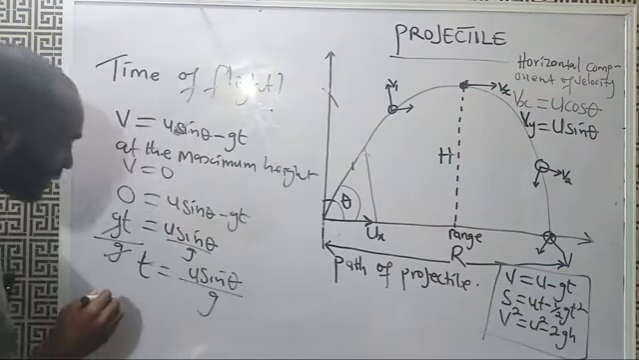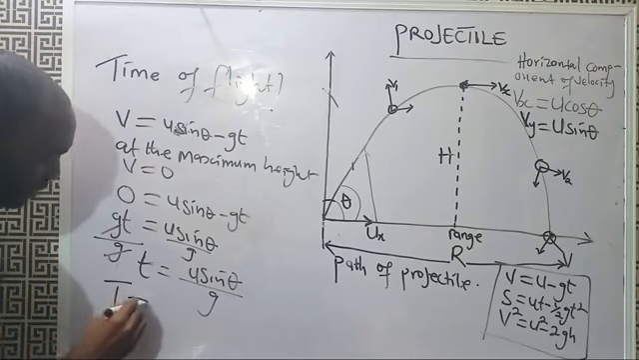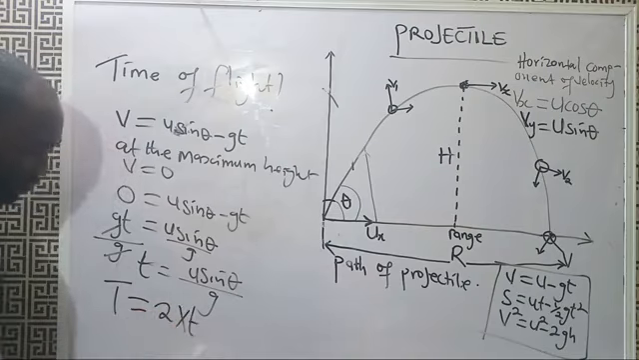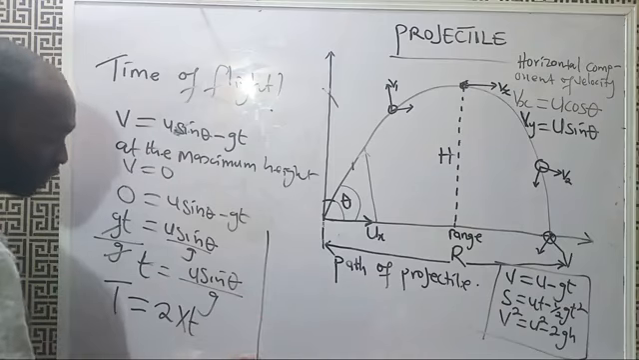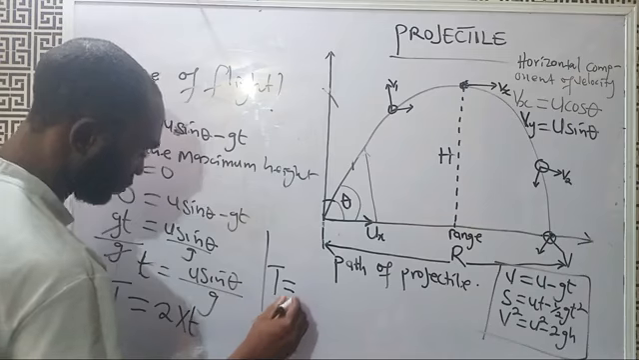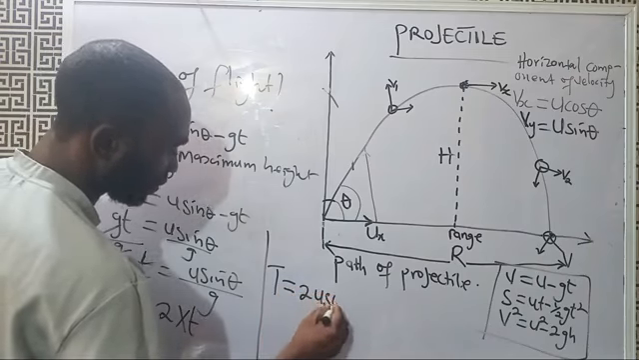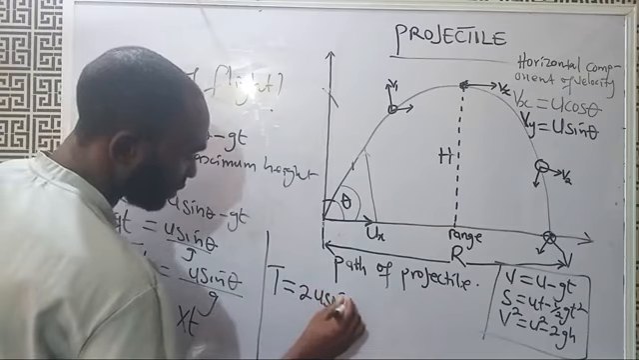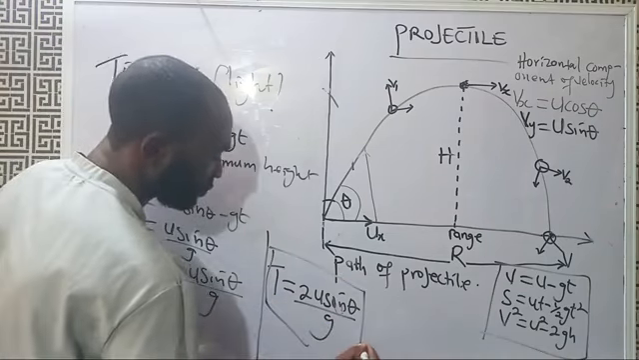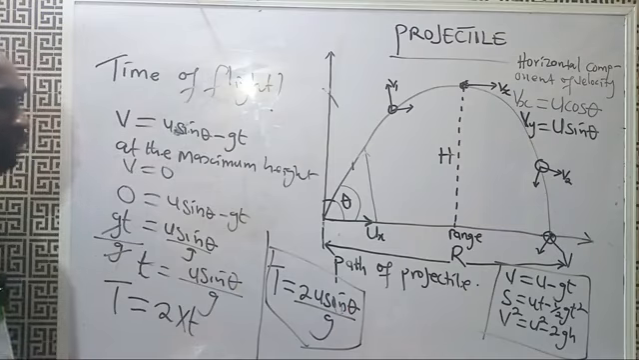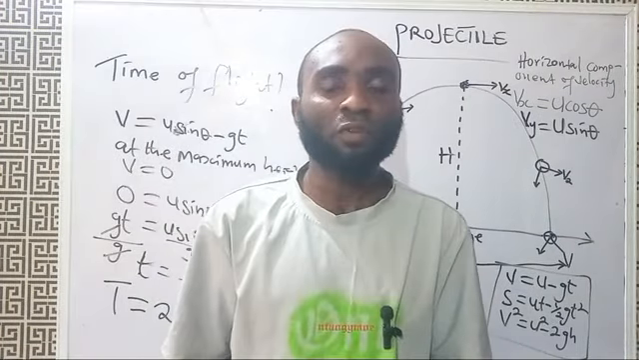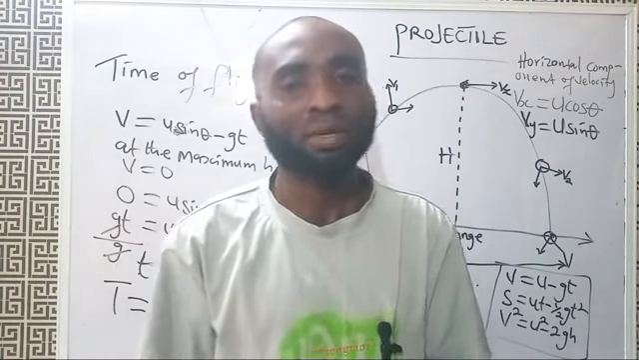So the time of flight, capital T, is equal to 2 times small t. But we know that small t is given as this, so the time of flight will be equal to 2u sine theta all over g. So this is the formula for finding the time of flight. Okay, so let's now derive the formula and know the meaning of the maximum height.